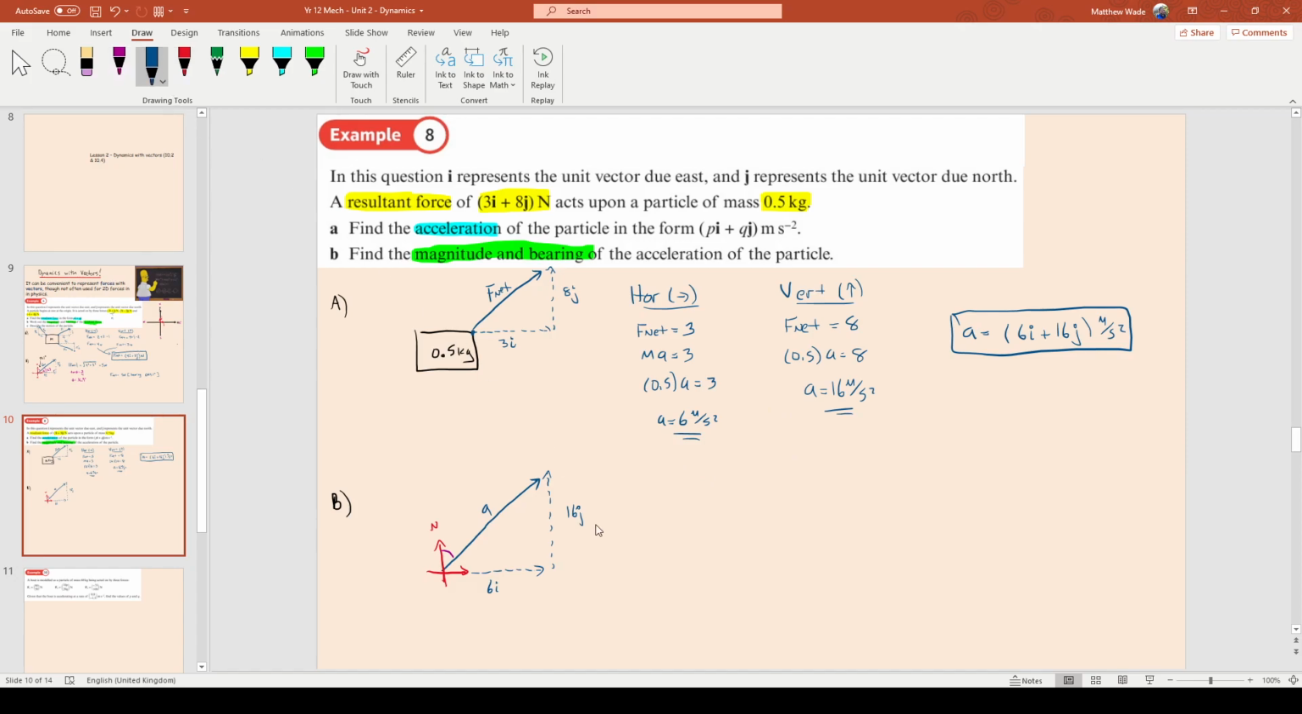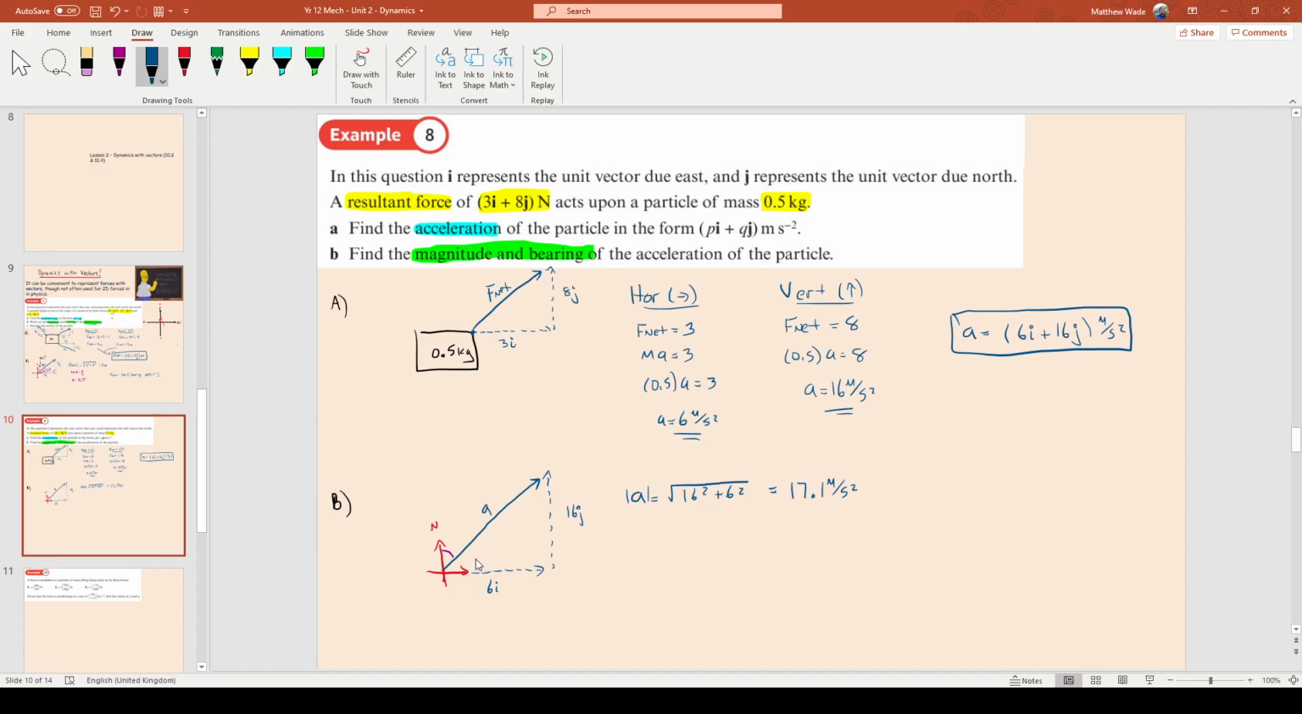Let's start off with the magnitude of the acceleration. The magnitude of the acceleration is just Pythagoras' theorem. 16 squared plus 6 squared. Well, it's going to be 17.1 meters per second squared. If you're watching it zip along the floor, that's the overall acceleration that it's accelerating with along the floor, 17.1.